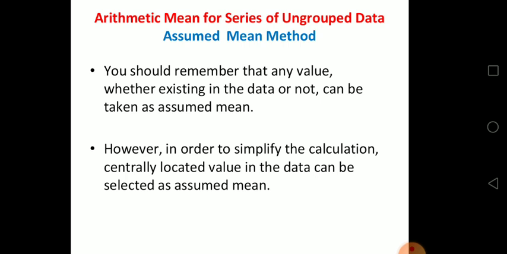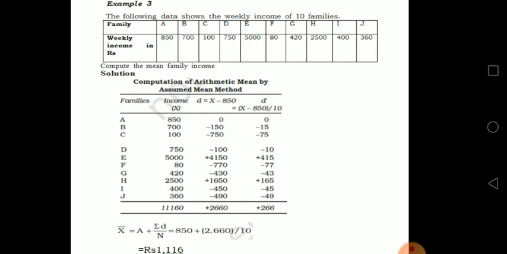Here the centrally located value is 3. Instead of picking 4 or 1, it is advisable you pick 3 because 3 is centrally located. So don't forget, I also said that any value, whether existing in the data or not, can be taken as assumed mean. We are going to see that in an example here.